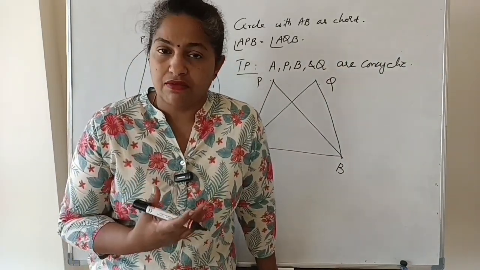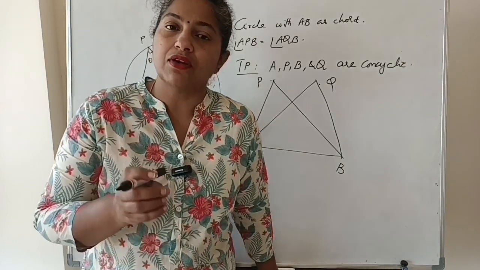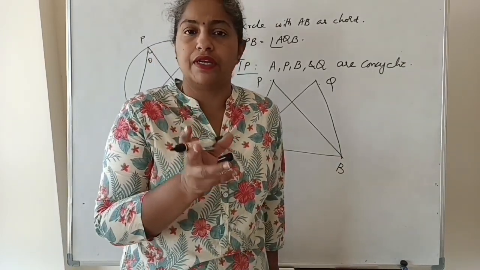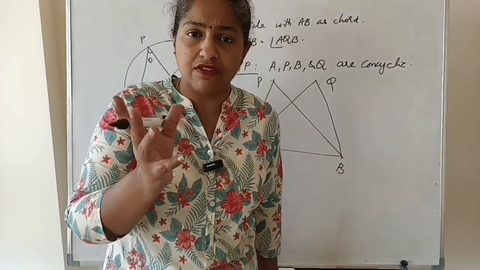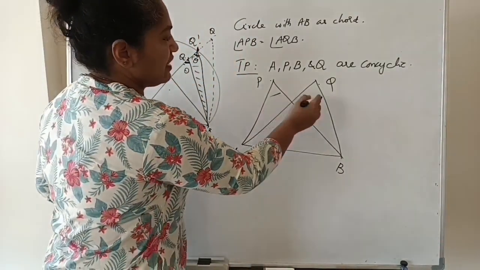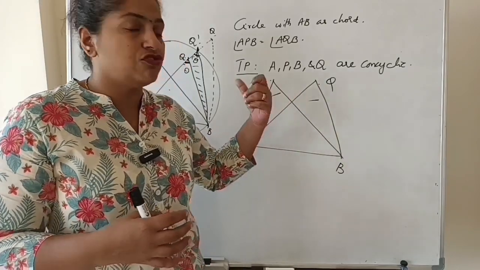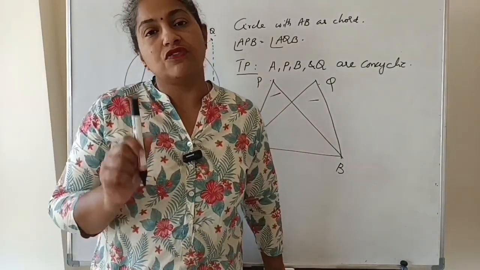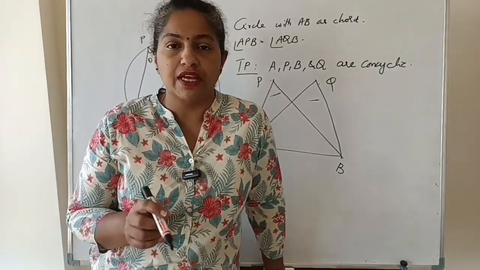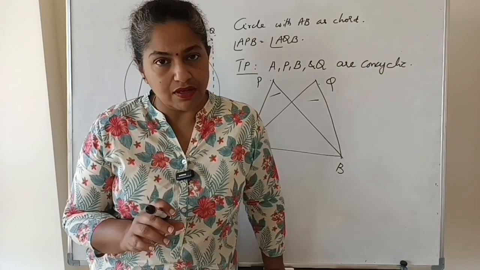I have not seen many sums based on this particular concept, but always remember that if you have a question wherein you need to prove 4 points lie on the same circle and they are giving you this angle, you can use this theorem, or if there is some way that you can find out these 2 angles, manipulate and then use this particular theorem in order to show that these 4 points lie on a circle.